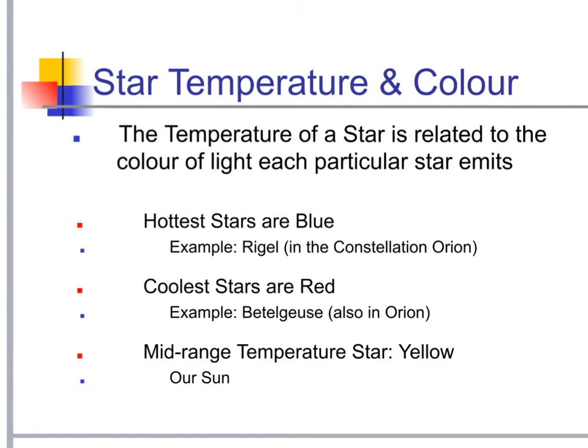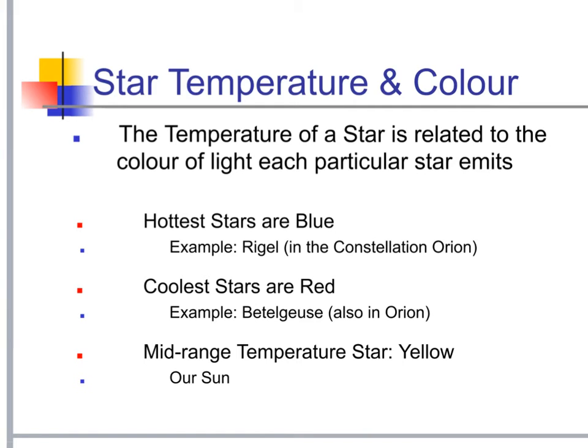So, stars will have different temperatures and as a result have different colors. Now, the hottest stars are actually blue, for example, the star Rigel in the constellation Orion. Whereas the coolest stars will be more red in color, like the star Betelgeuse, also in Orion. Now, this might seem kind of backwards, especially if you consider the taps in your home, where blue is used to indicate cold and red is used to indicate hot.